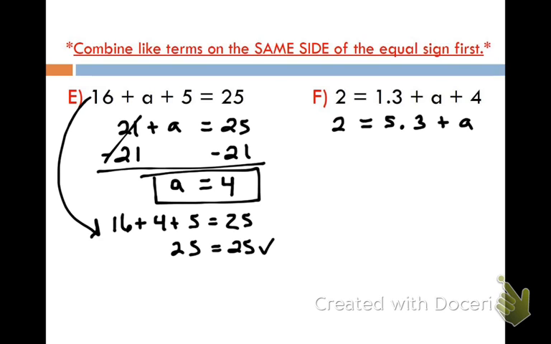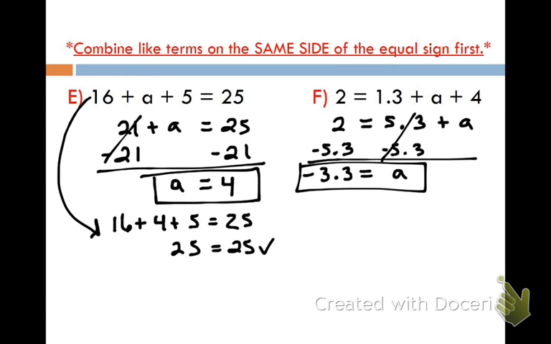So first, identify the variable, which is A. You have to get A by itself. What's the opposite of 5.3? Negative 5.3. You have to do it to both sides. Once again, you're allowed to use your calculators, so pull it out and figure out what 2 minus 5.3 is. The correct answer is negative 3.3.